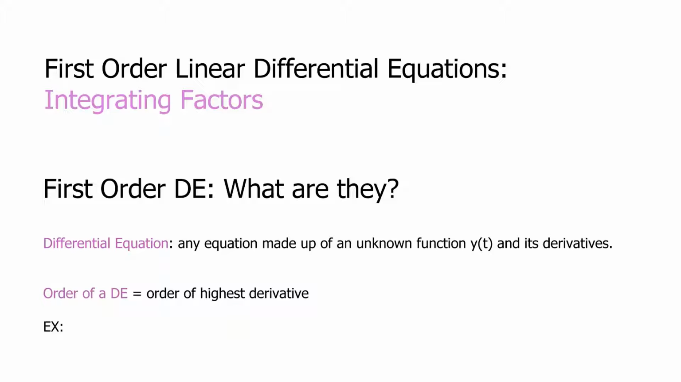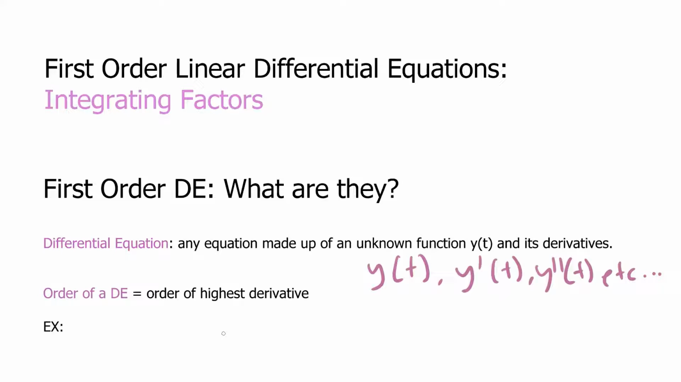Let's get my pencil here. It'll be made up of a function y of t and all of its derivatives: y of t, y prime of t, y double prime of t, etc. So the equation will be made of any combination of y of t and any of its derivatives. It depends on the order of the differential equation, which is the order of the highest derivative. So when we say we have a first order differential equation, the highest derivative will be the first derivative.